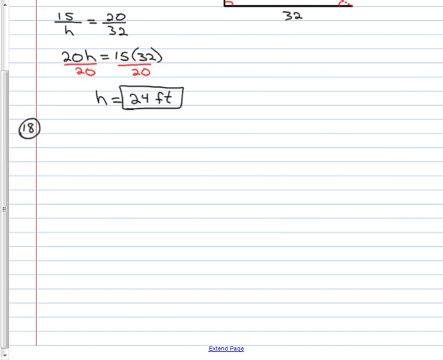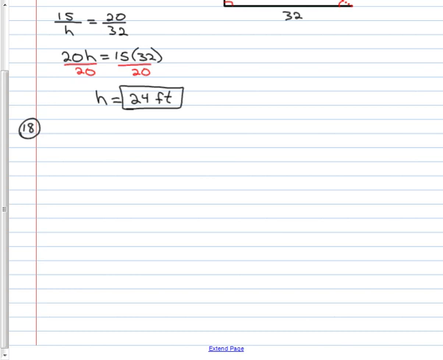If triangle ABC is similar to triangle EFG, and BD and FH are medians. So look at the diagram there. BD is a median, FH is a median. We want to figure out what B to D is.